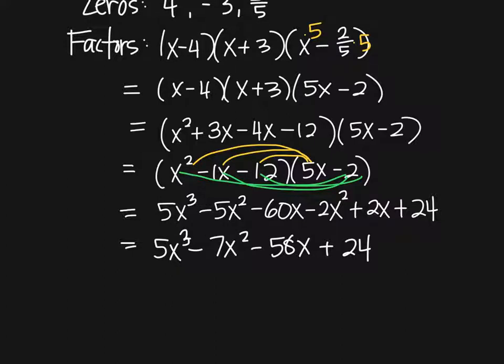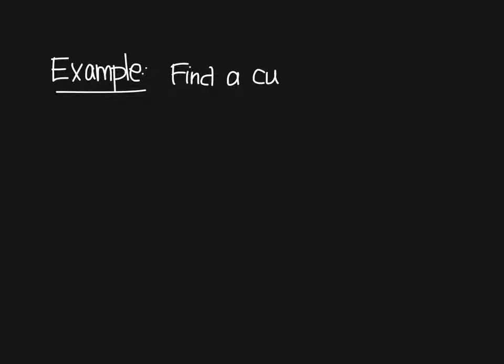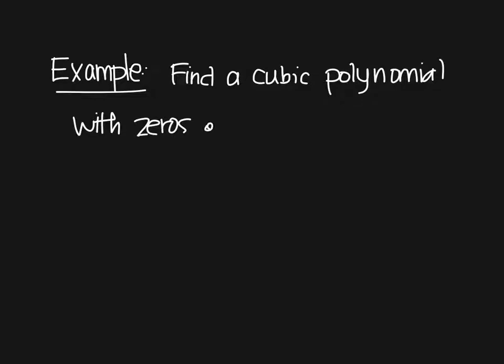Okay, let's try one more. It's just practicing. The graphs will be on our open quiz next week. Okay? All right. Find a cubic polynomial with zeros at -1/2 and 3 multiplicity 2.